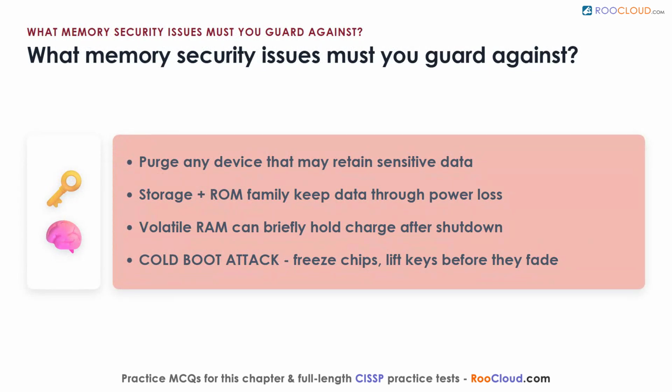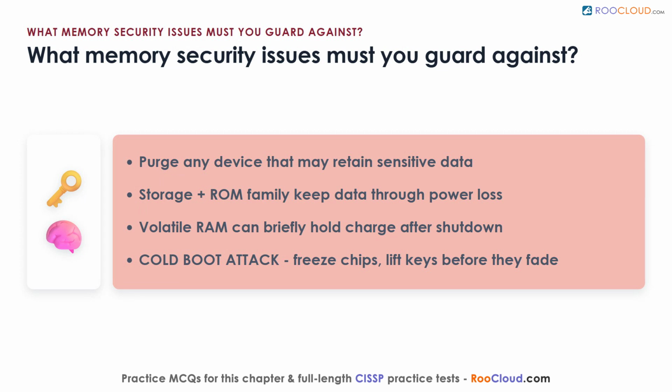What memory security issues must you guard against? Memory and storage hold your secrets, so they need deliberate handling at end of life. Any device that might retain sensitive data should be purged before it ever leaves your control. And this is especially true for storage, media, and the read-only memory family designed to keep data through power loss. The danger is not limited to disks. Even volatile working memory can briefly hold its charge after shutdown, and a skilled attacker can try to recover it. That is the idea behind a cold boot attack, which freezes memory chips to slow the fade of resident data and lift secrets like encryption keys.